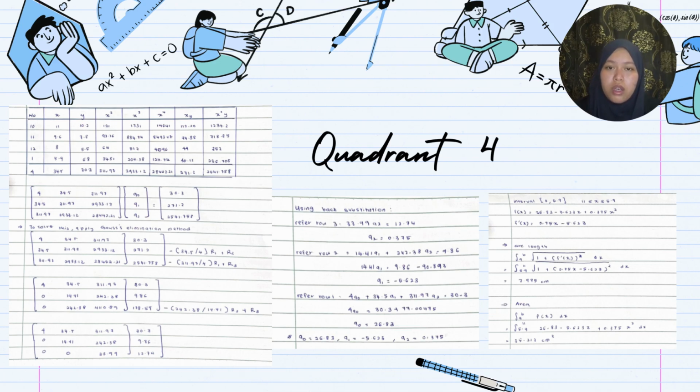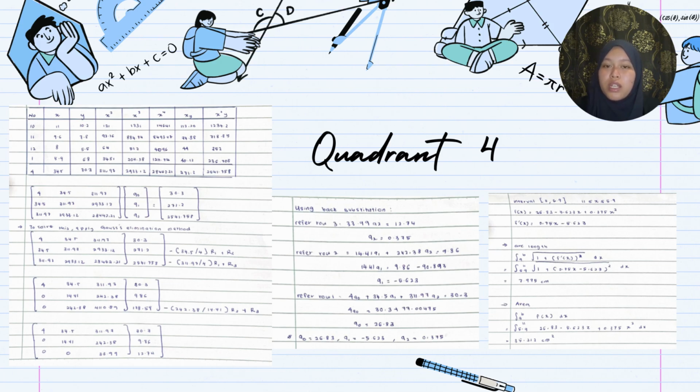For quadrant 4, from the coordinates that we have plotted into our graph, we substitute them into the quadratic equation, that is y equals a0 plus a1x plus a2x squared. Next, we form the augmented matrix and solve it using the Gauss elimination method. During forward elimination, we simplified the matrix into upper triangular form. Then using back substitution, we obtain a0 equals 36.93, a1 equals negative 5.6333, and a2 equals negative 0.375.